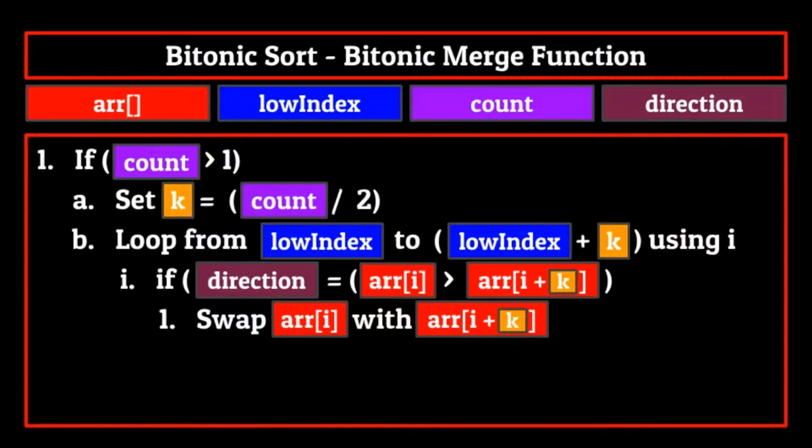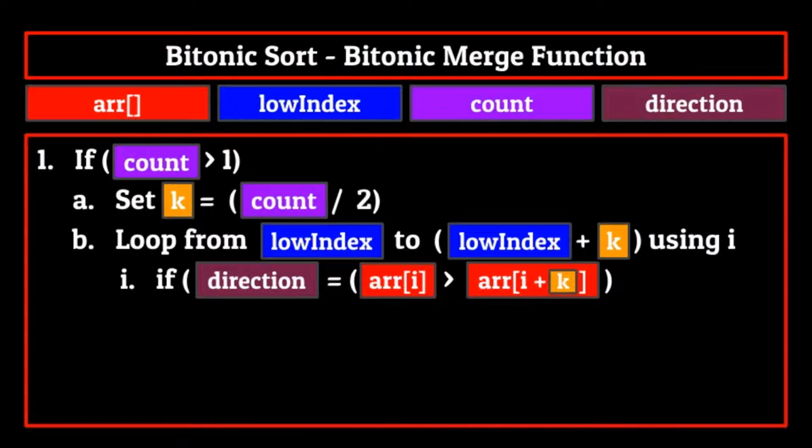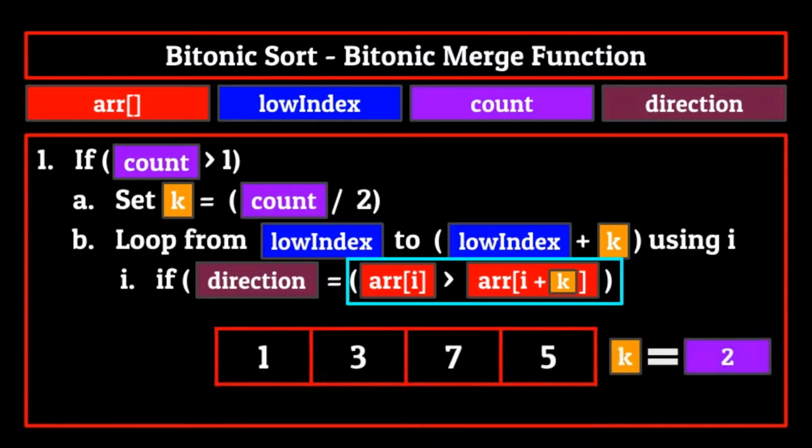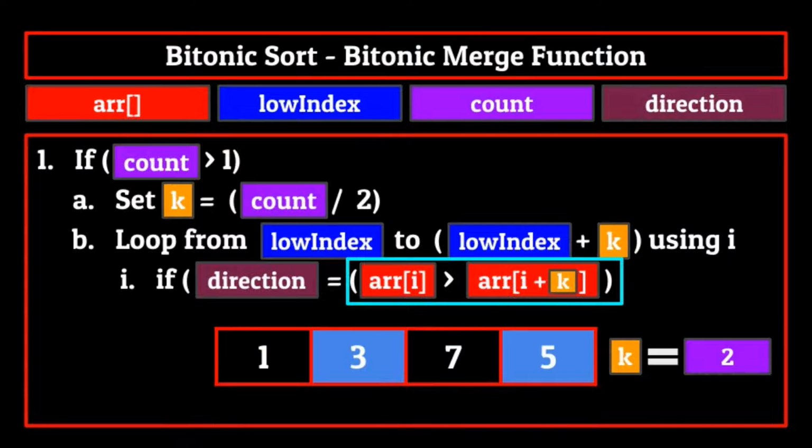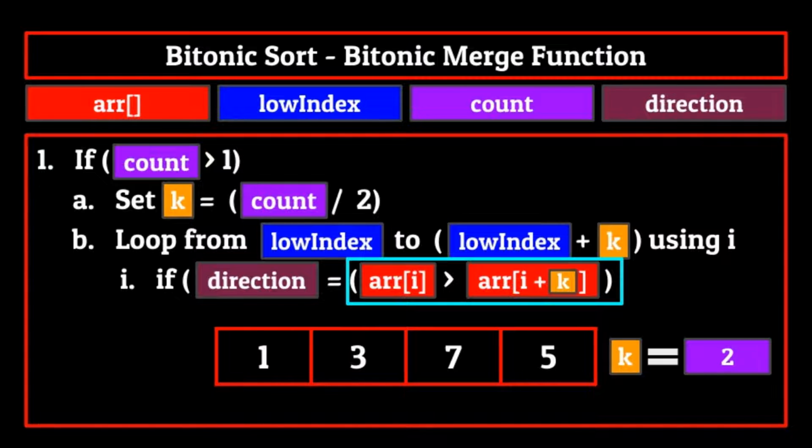This is a whole bunch of complicated computer science jargon, so let me break it down for you in simple terms. Basically, we compare the element at index location i with the element at index location i plus k. This will systematically compare each element in the left side of the array with each element in the right side of the array. Pulling back up our example list, we can see what this means. In this case, when i is 0, we compare 1 with 7, and when i is 1, we compare 3 with 5. And then we stop, since we've reached 2.